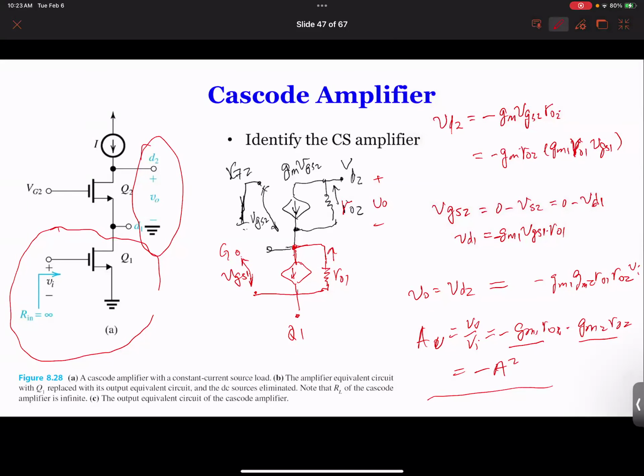Is relative to vertical, and this is a VD1. So this is how we got it. So now we get the gain. As you can see, by inserting another identical amplifier or current source at the drain of the actual amplifier, we simply double the voltage gain of the circuit. So this is very significant.